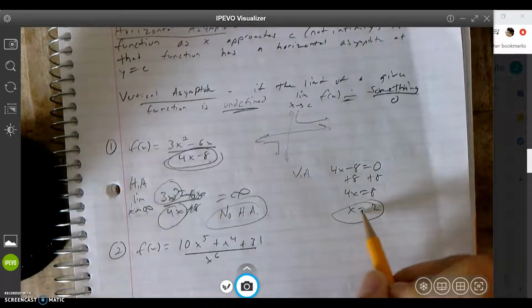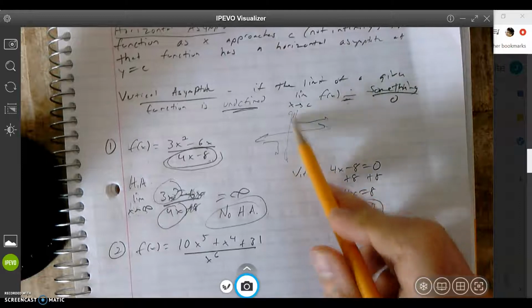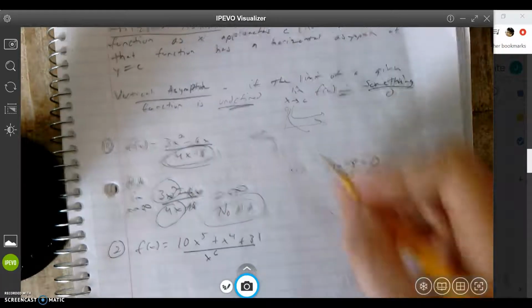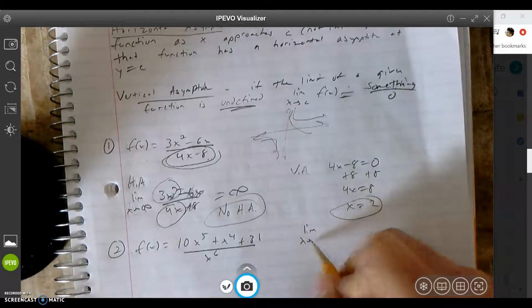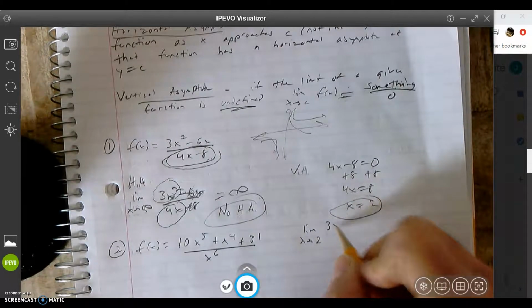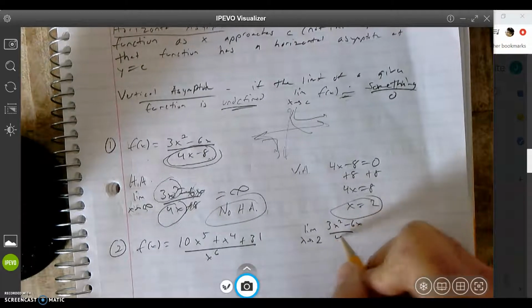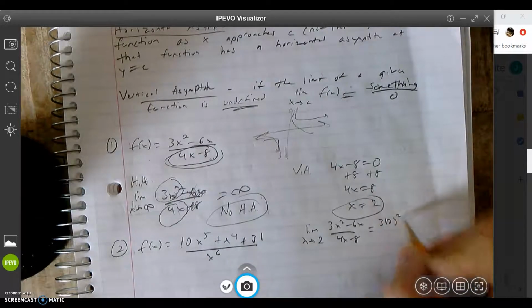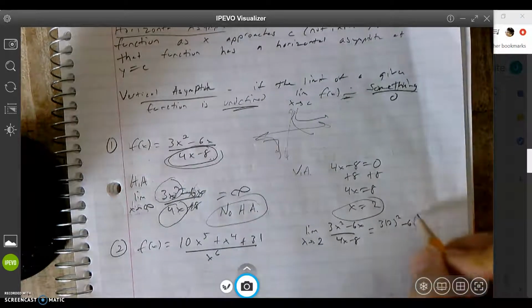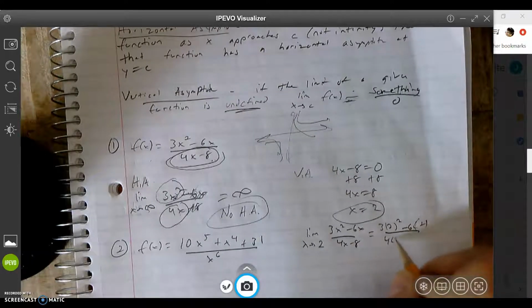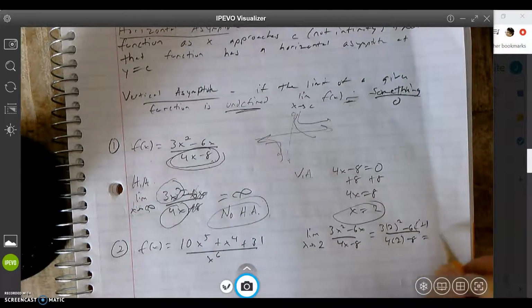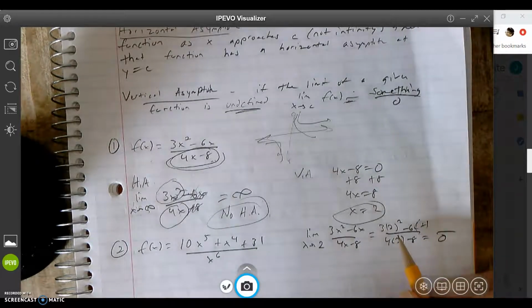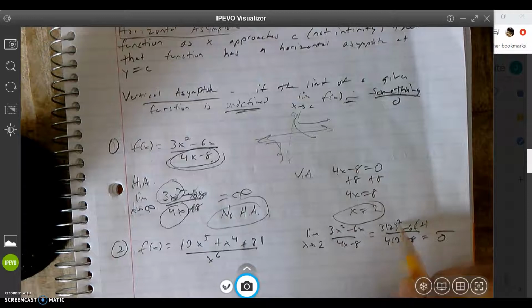So how do you know that it's an infinite discontinuity like this as opposed to just a hole? Well, I got to plug that in. So I got to find the limit as x approaches 2 of this thing right here. So I need to make sure I get undefined and not indeterminate. So that's going to be 3 times 2 squared minus 6 times 2 divided by 4 times 2 minus 8. So I know that that's 0 on the denominator because we already did that. But the numerator is going to be 4 times 3, which is 12. So that's 12 minus 6 times 2, which is also 12.